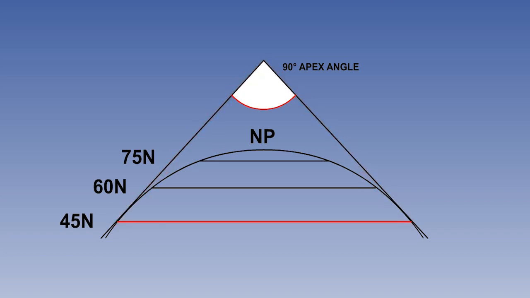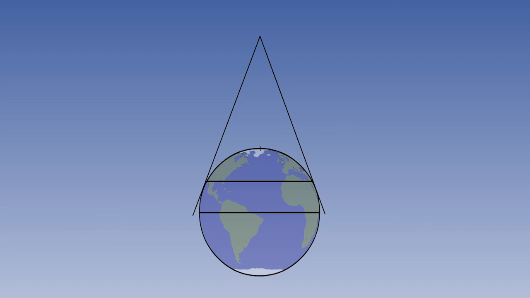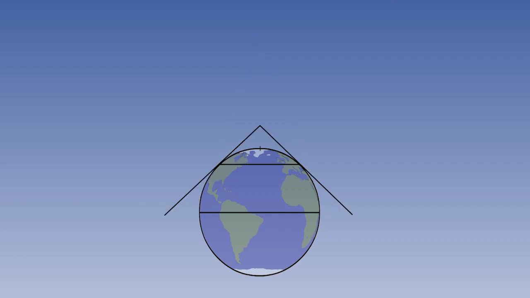If we chose a parallel of tangency of 30 degrees, the apex angle would be 60. If we chose a parallel of tangency of 60 degrees, the apex angle would be 120. And the ultimate case is at the pole, where the parallel of tangency is 90. The result is an angle of 180 degrees, in other words, a flat sheet. We shall meet this again in the polar stereographic projection.